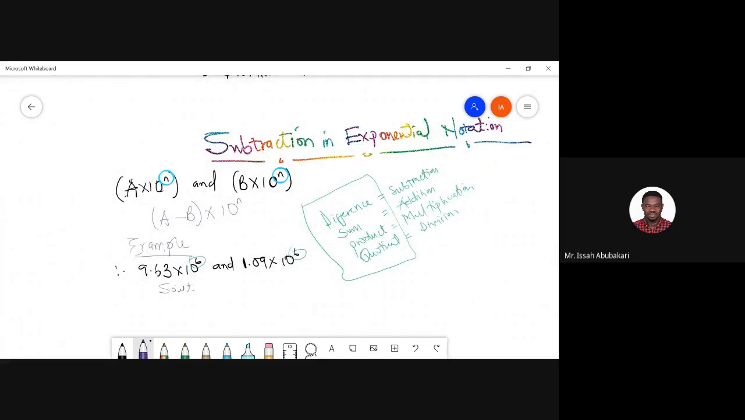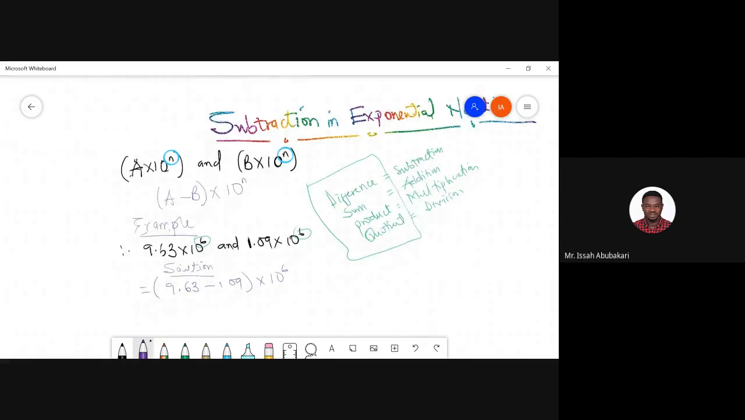Is that okay? So let's look at our solution. Since they are the same, we are going to have 9.63 minus 1.09 multiplied by 10 power 6. And then we solve the one in the bracket, which is 9.63 minus 1.09, will give us 8.54 times 10 power 6. And this will be your final answer. We can only perform this subtraction when the powers are the same.